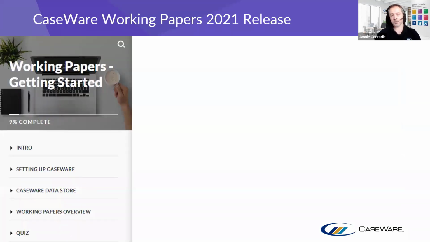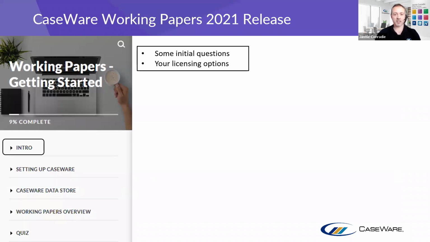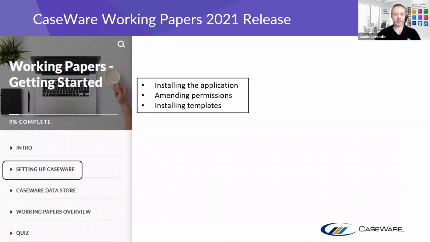So it takes you through things. There's an intro. I'm just focused on Working Papers here, but all our getting started guides are interactive like this. There are some initial questions they ask you in the beginning. It talks about your licensing options, how to register. So if you do know about Working Papers but you forgot about certain aspects, you can just go through that and it will show you again.